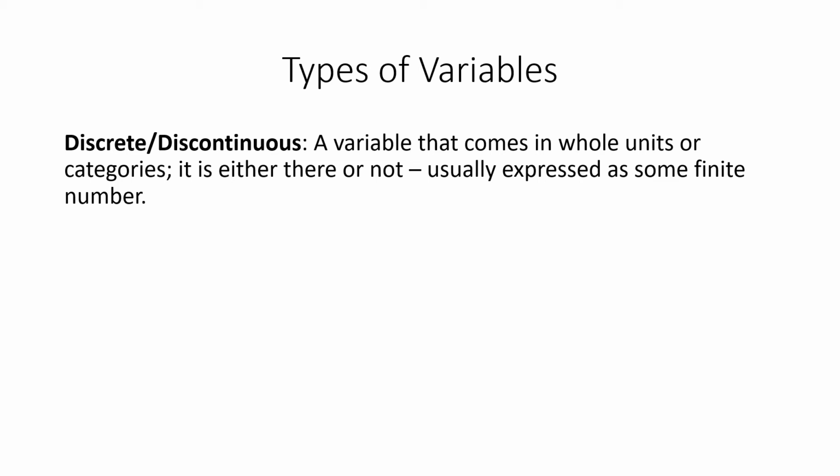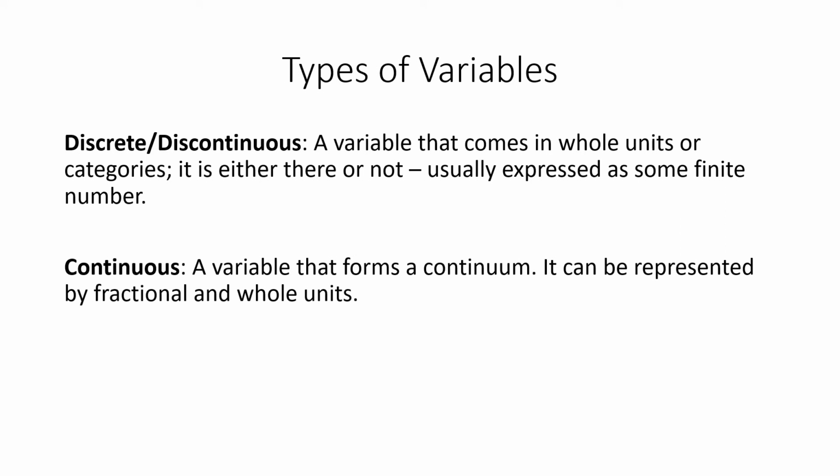We talk about it, you can have the average number of homes in a city, you can have partials now. The average number of children people have, you can have partials now. But when you're talking about a specific number, you can only have these specific discrete quantities, then it is considered discrete or discontinuous. Conversely, continuous is any variable that forms a continuum and can be represented as fractions in whole units. So when we talk about something like weight, weight is going to be continuous.